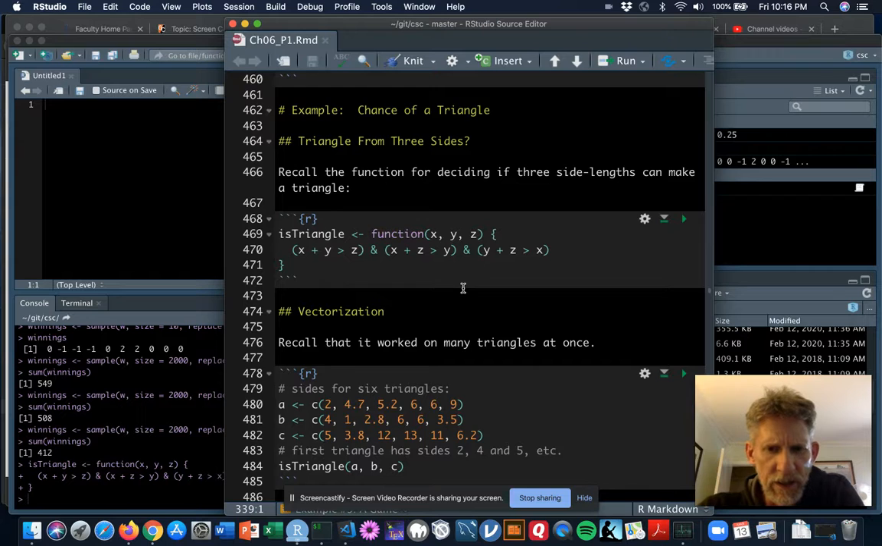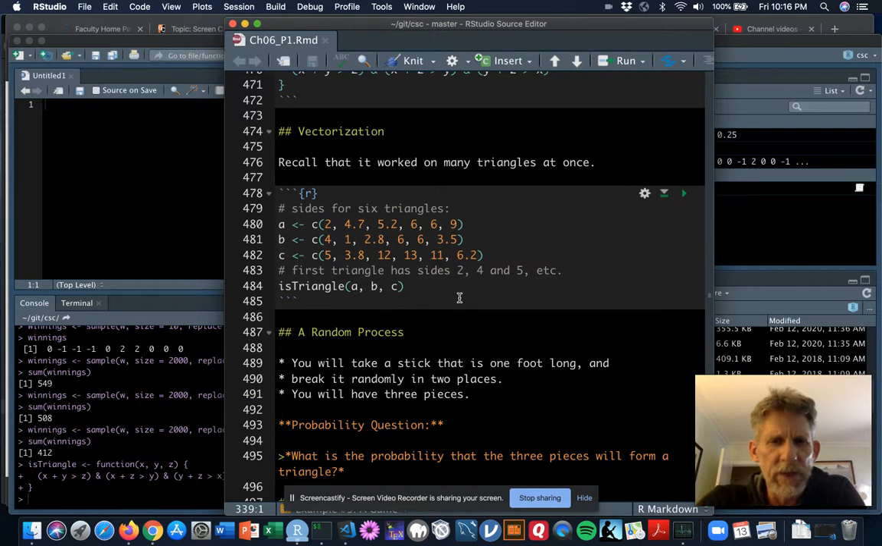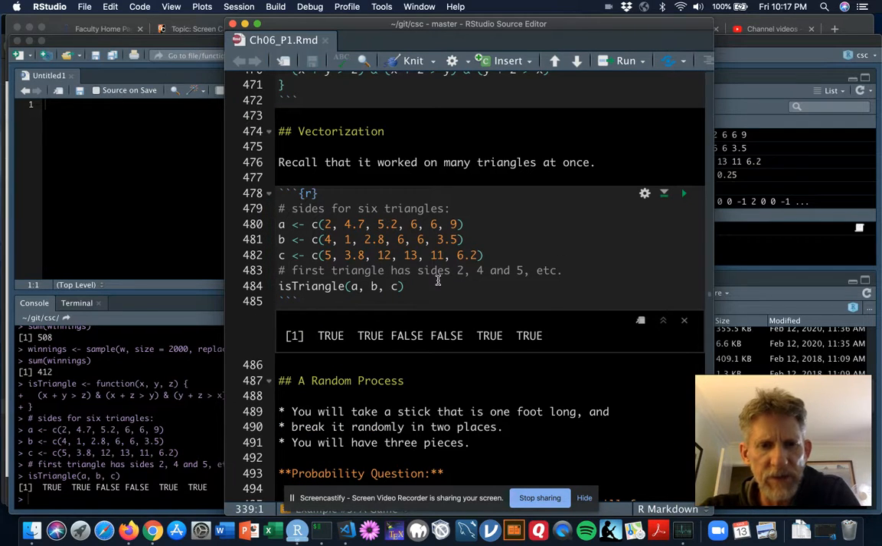So you'll recall that this function worked on many triangles at once. If you set the A sides of the triangles into a vector called A, or anything you like, really, and the B sides into another vector, and the C sides into yet another vector, then you could check to see whether all the triples of the sides made triangles. Let's give it a try. And so we see that the 2, 4, 5 sides do make a triangle because it says true. The 4, 1, 3 also makes a triangle. The 7, 2.8 and 12 does not, and so on.